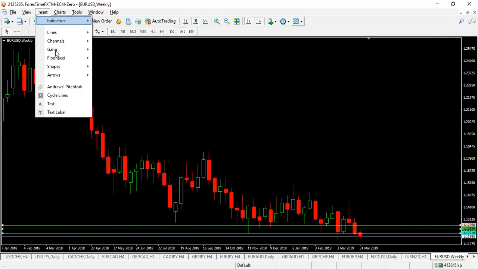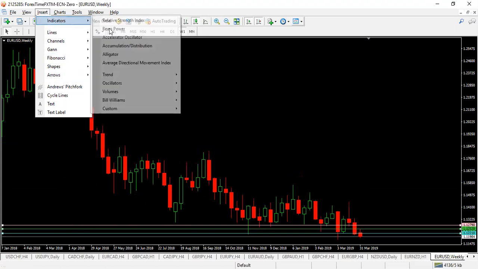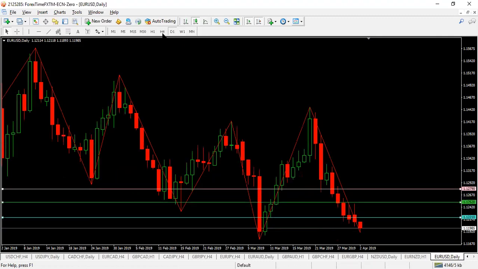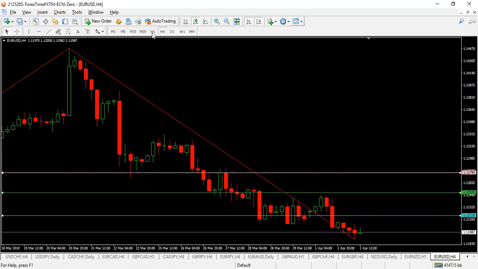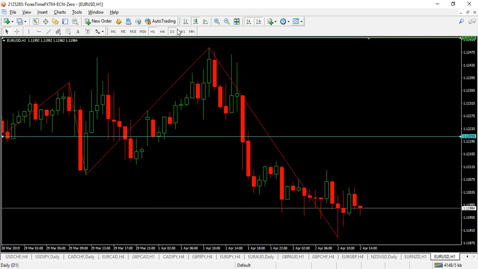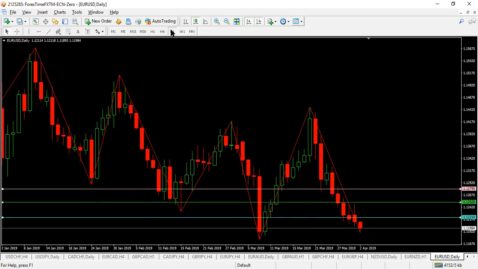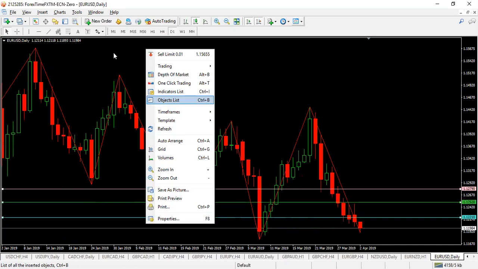You can employ an indicator, which is known as the zigzag. Let me get rid of the indicator first. Let's work without an indicator.